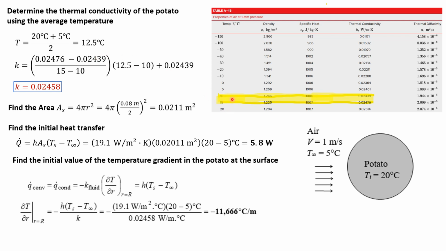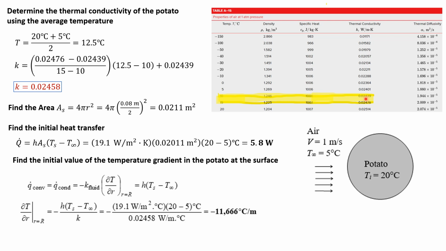12.5, we don't have a 12.5. We have a 10 degrees C and a 15 degrees C. So our value for thermal conductivity is somewhere between 0.02439 and 0.02476. So the best way to do that is to interpolate between those two values.